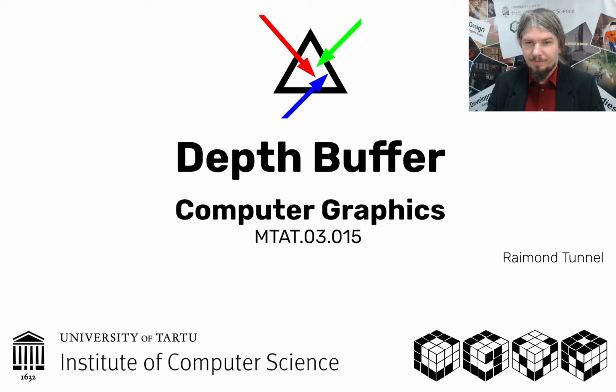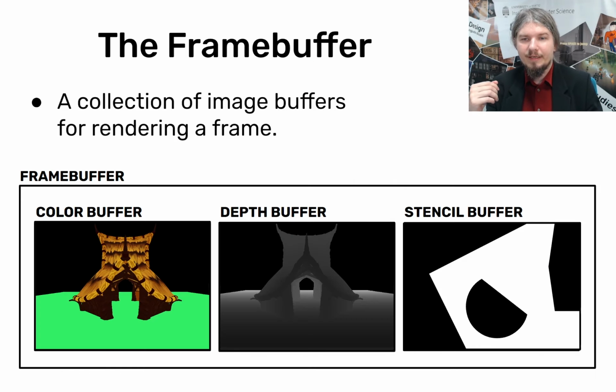The depth buffer. In this video we're going to talk about a very important thing called the frame buffer. The frame buffer in computer graphics is a collection of image buffers for rendering a frame. When you output color values from the fragment shader, they end up in the frame buffer, more specifically in the color buffer that is inside the frame buffer.